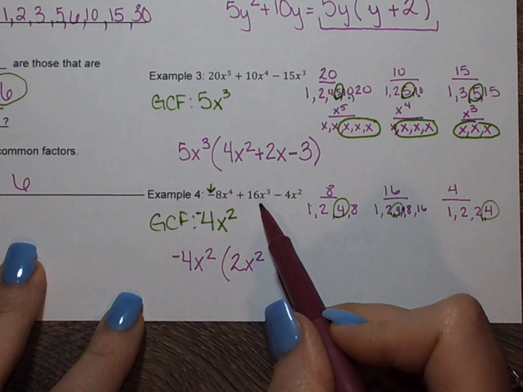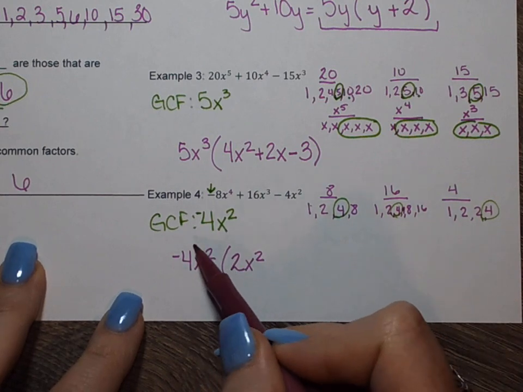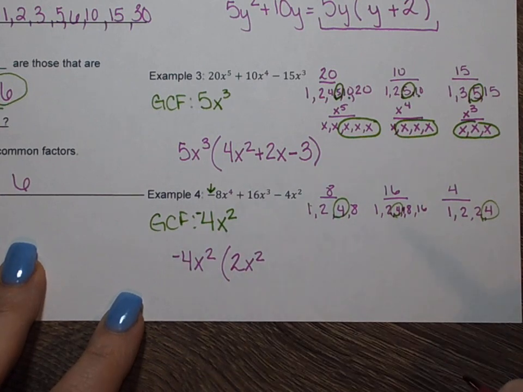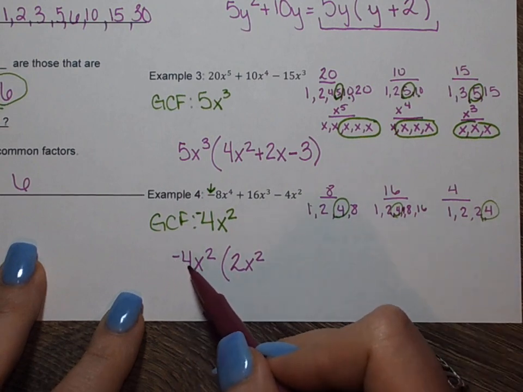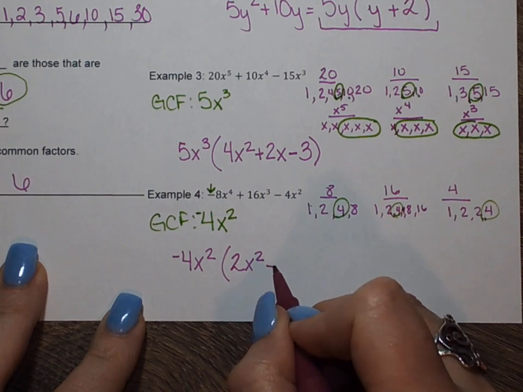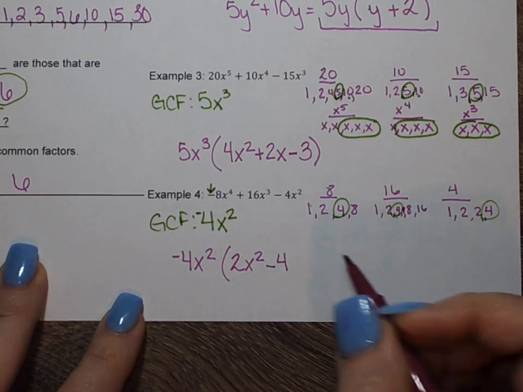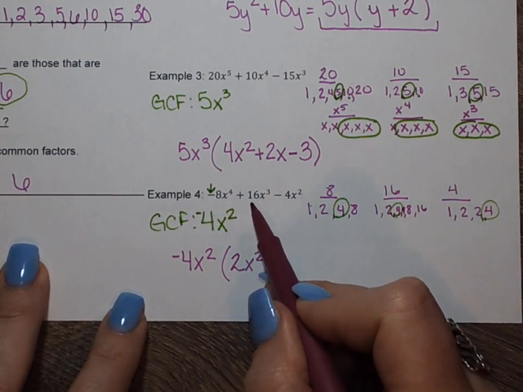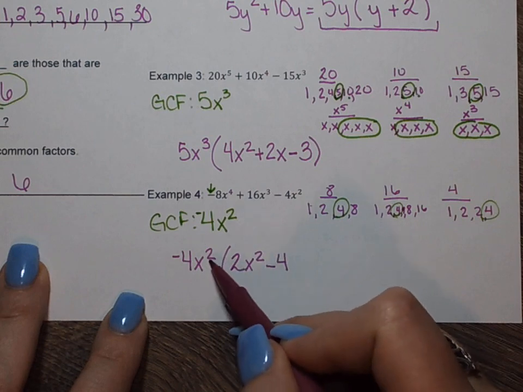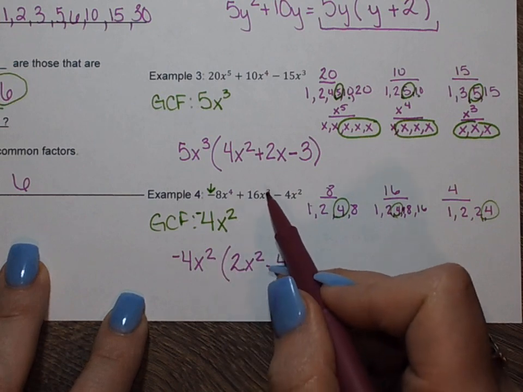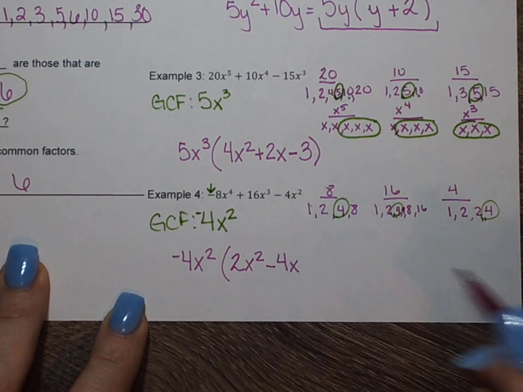Now I do the same thing for my next term. What do I multiply this by to get to positive 16x cubed? Well, I would need to multiply negative 4 by a negative 4, because negative 4 times negative 4 would give us that positive 16 that we're looking for. Then we've got x squared. I need x cubed, so I need one more x.